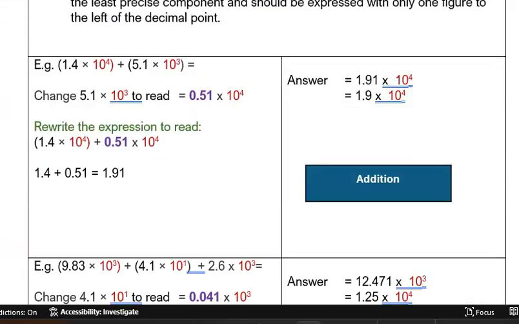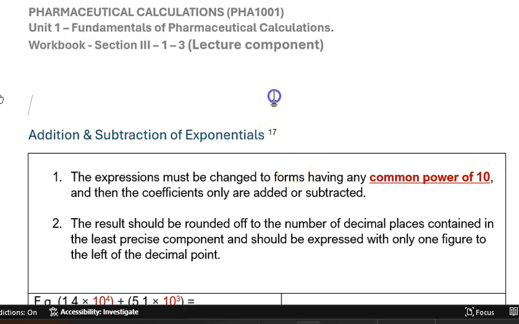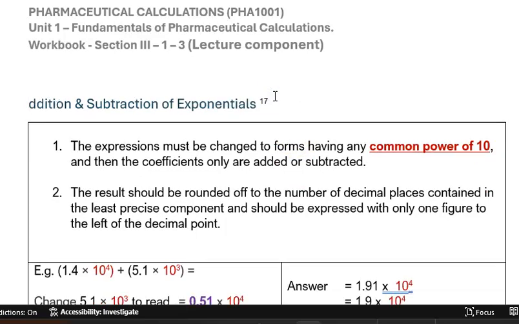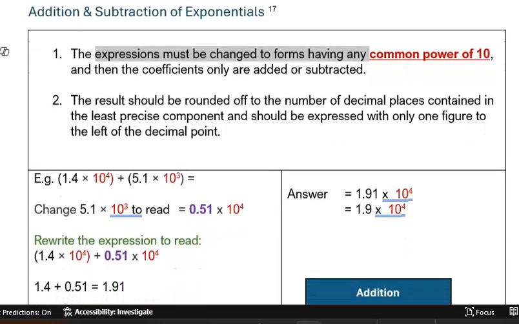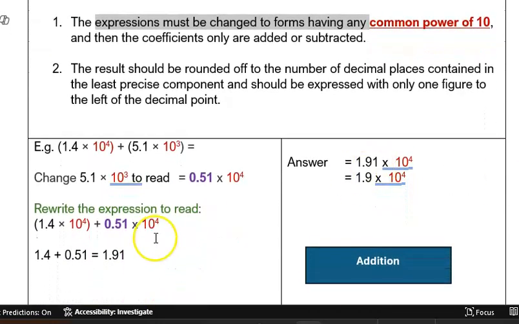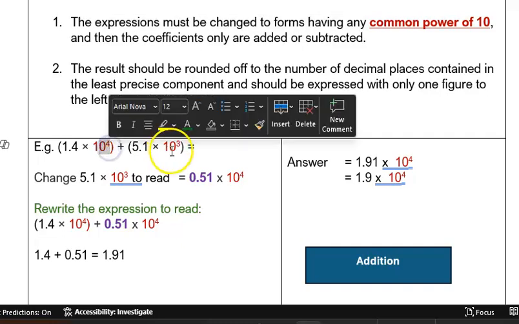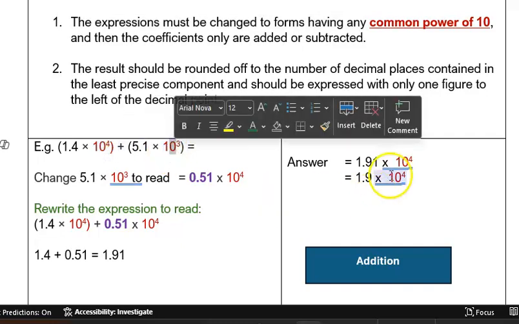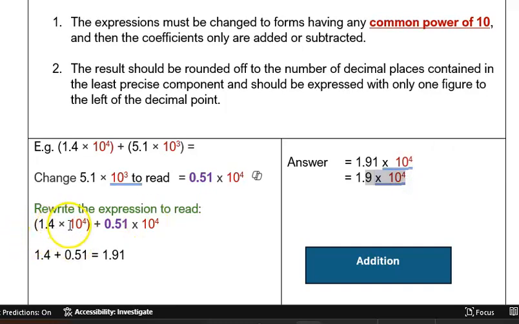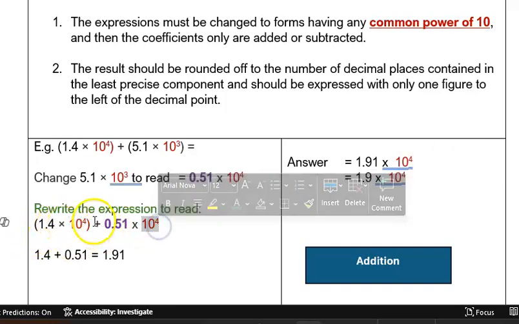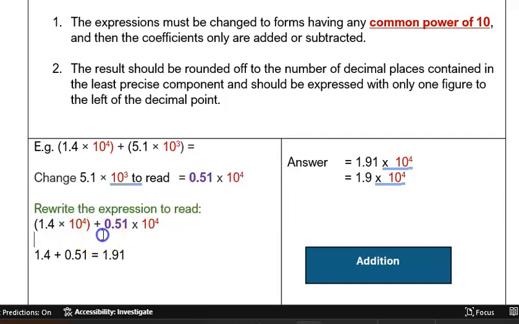Now the last one is addition and subtraction of exponentials, right? And it says the expression must be changed into forms of a common power. A common power must be there. So if this is 10 to the 4 and this is 10 to the 3, change everything to read 10 to the 4 and 10 to the 4. So you convert everything to 10 to the 4, and you then simply add the numbers. And that brings us to the end.